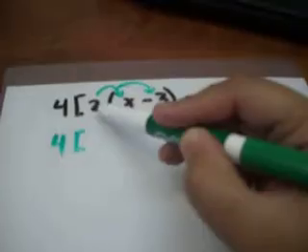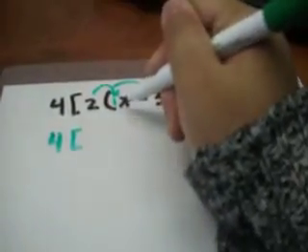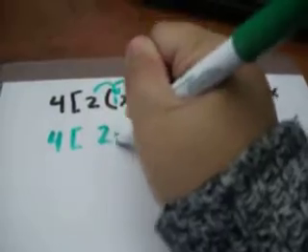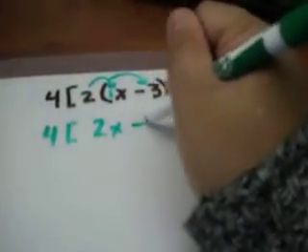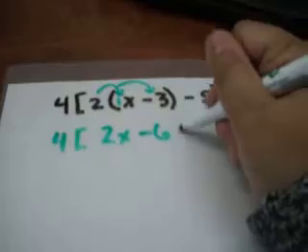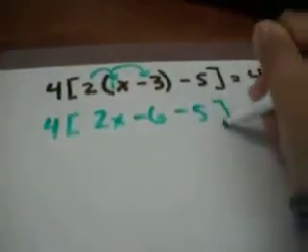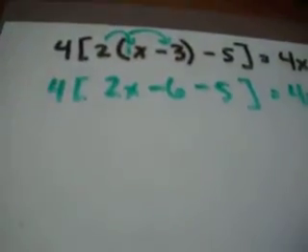So I have 2 times by, technically there's a 1 there, so 2 times by 1x is just 2x. 2 times by negative 3, well that's negative 6. Then I just opened up this, I can't forget about what else is in that bracket, so I'm going to go subtract by 5, close my square brackets, equals 4x.